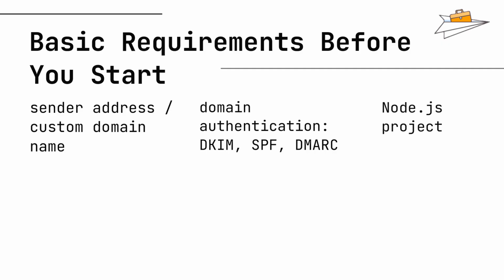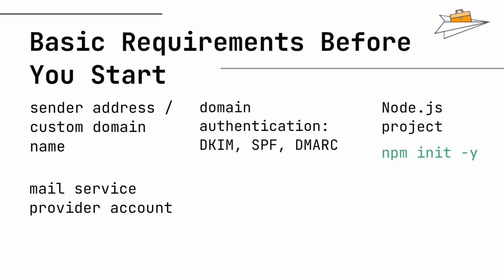You'll also need a working Node.js project. If you haven't set one up yet, just run this code in your project folder to get started. Then make sure you've got a mail service provider account. That can be an SMTP server, like the one UniOne offers. For public mailbox providers, you'll need the SMTP server hostname and port. You'll also need your credentials. That means your SMTP username and password for authentication.